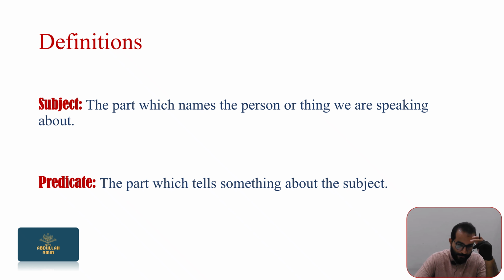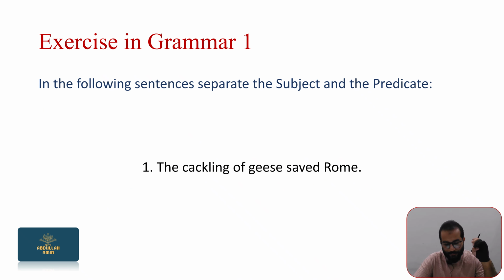And second thing, the most important thing of the sentence or clause is the predicate. Predicate is the part which tells something about the subject, or in other words, you can say that it gives us information about the subject in a sentence or in a clause. So this is the definition. You will understand it more when you will solve the examples with me. So have this definition in your mind, and let's start the examples and exercise we have.